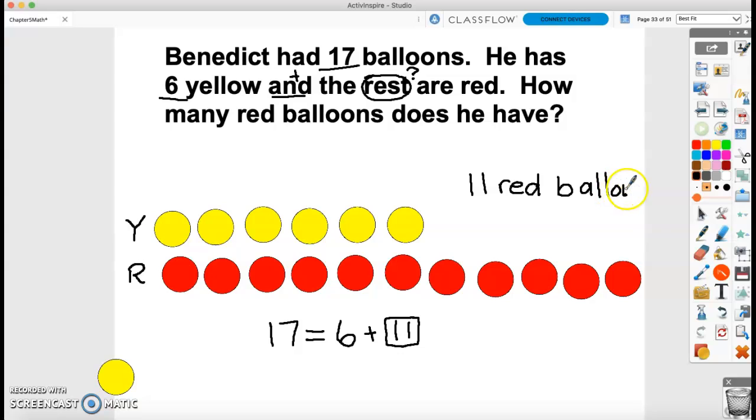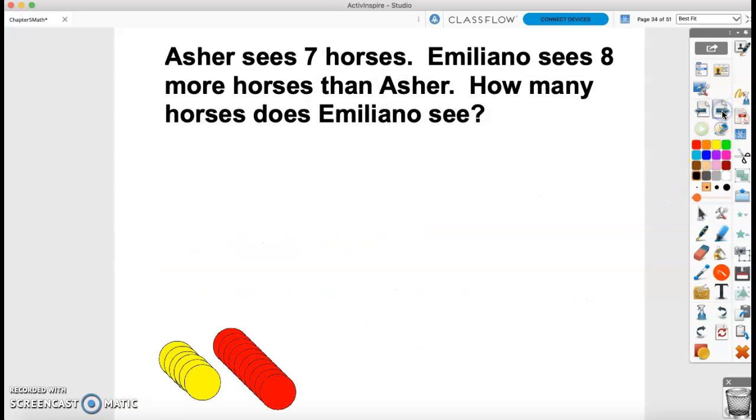And we always need to answer our problem. Let's go to the next one. Let's read it. It says, Asher sees 7 horses. Emiliano sees 8 more horses than Asher. How many horses does Emiliano see?